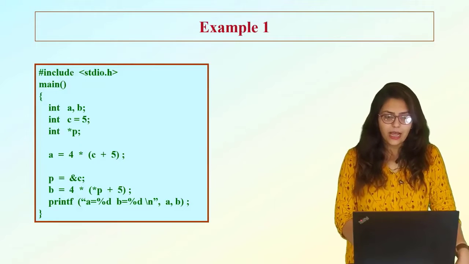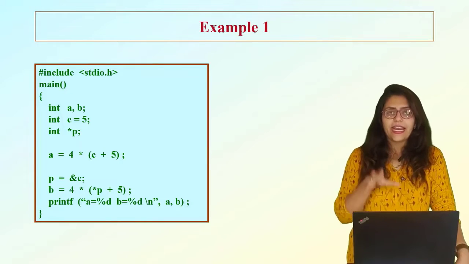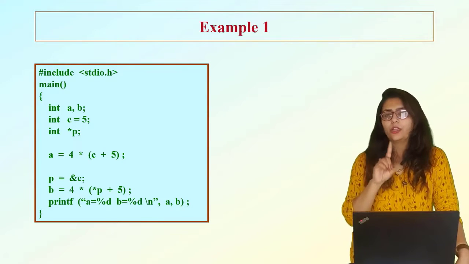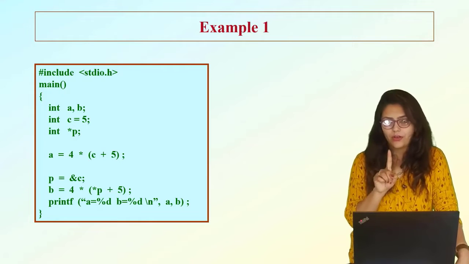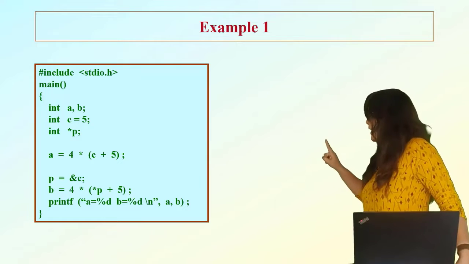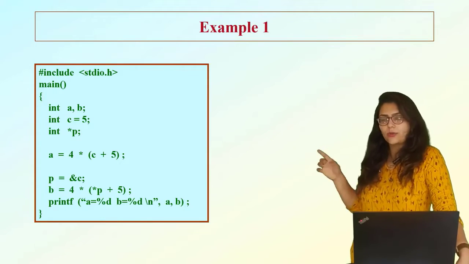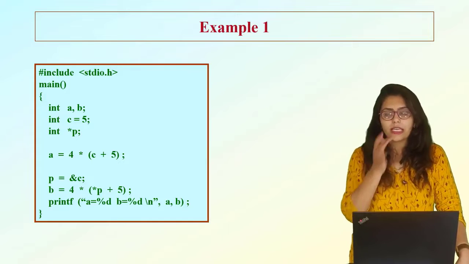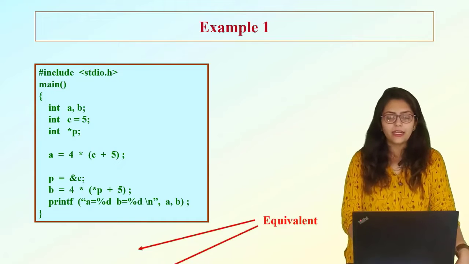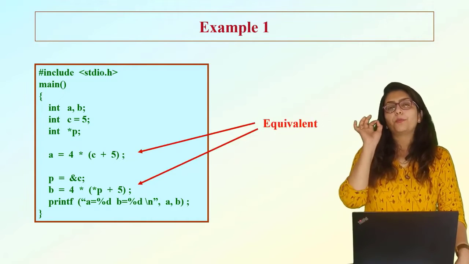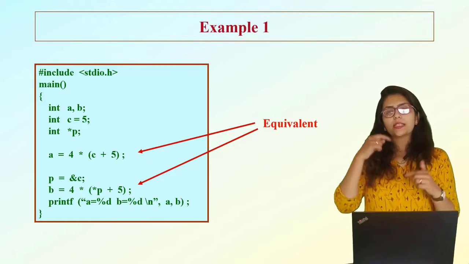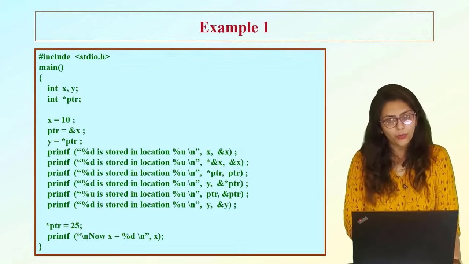Now here I have given one example. In this example I have written a equal to 4 into c plus 5. So this is one expression. Now the value stored inside variable c is 5. And now I have created one integer pointer p which is pointing to c. How would I know? p equal to address of c. So I know that p is pointing to c. So instead of the above expression, I can also write b equal to 4 into the value pointed to by p, that is asterisk p, plus 5. So both of these expressions are equivalent, right?